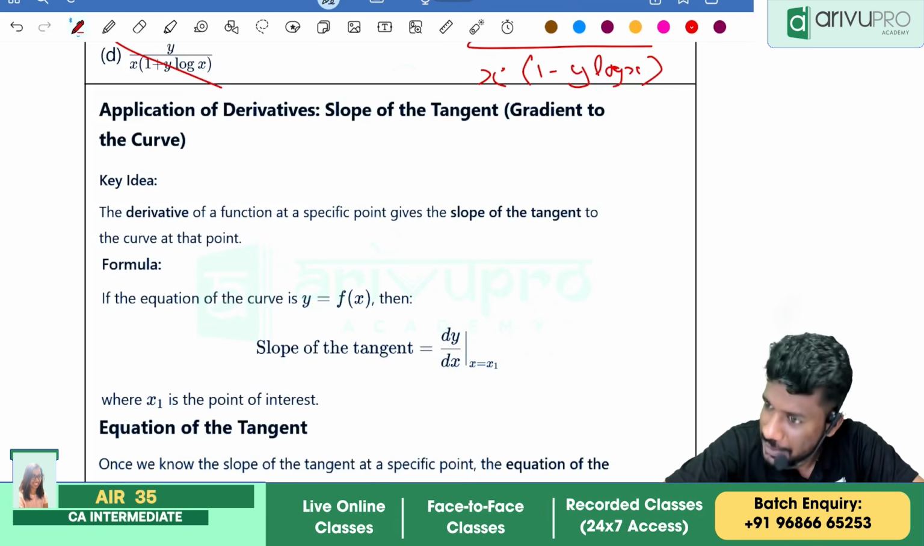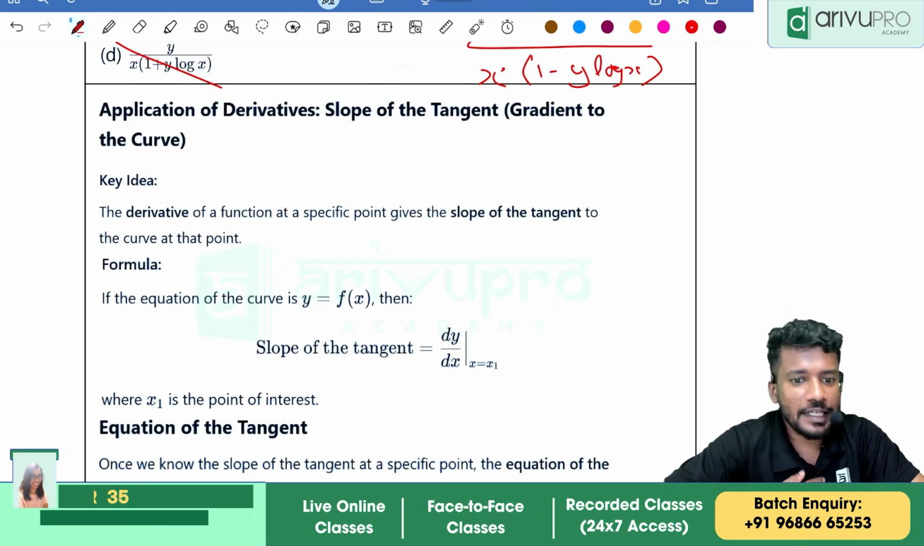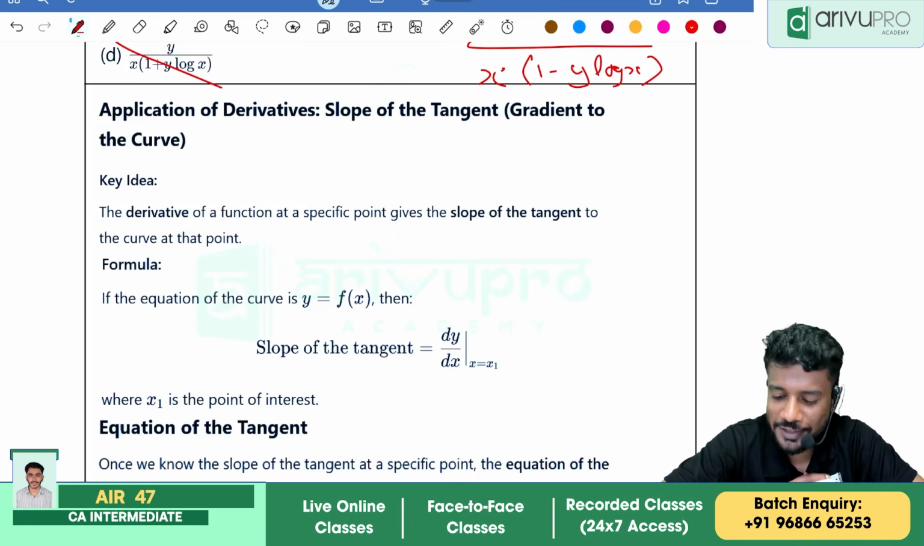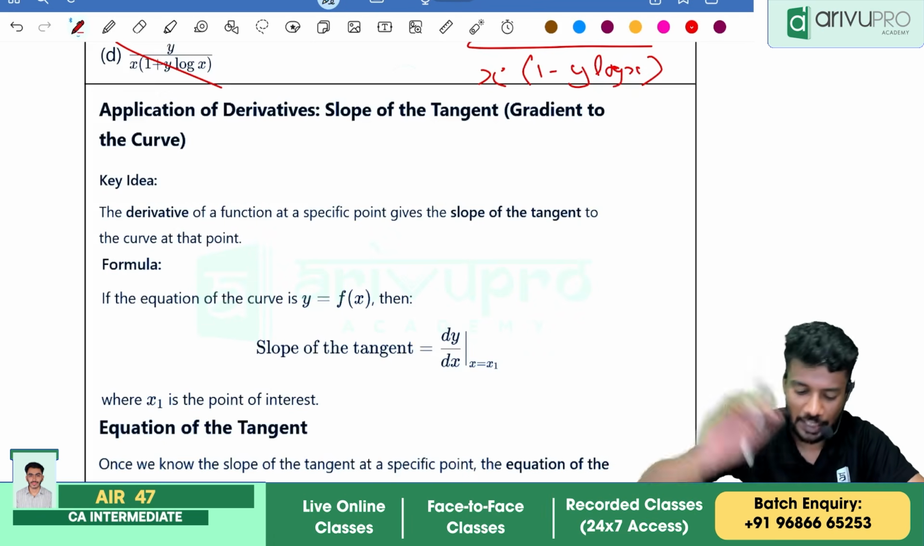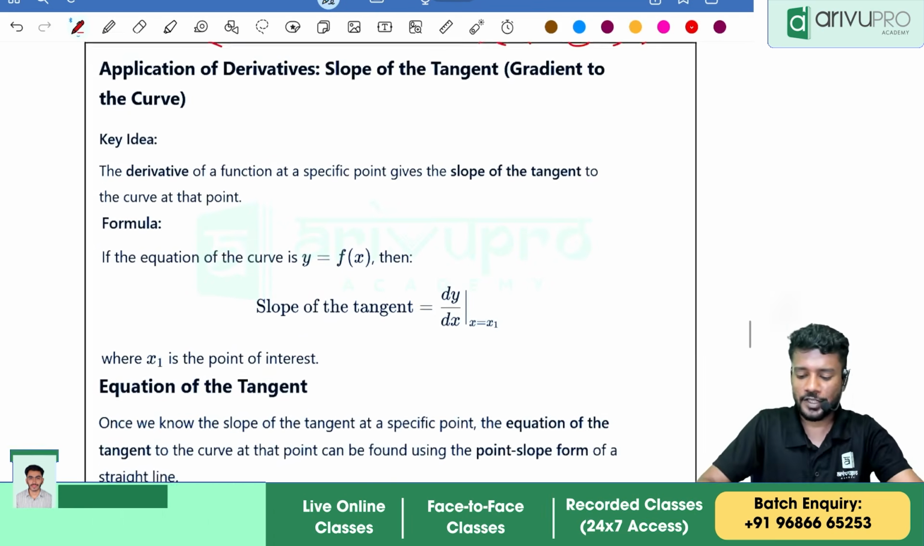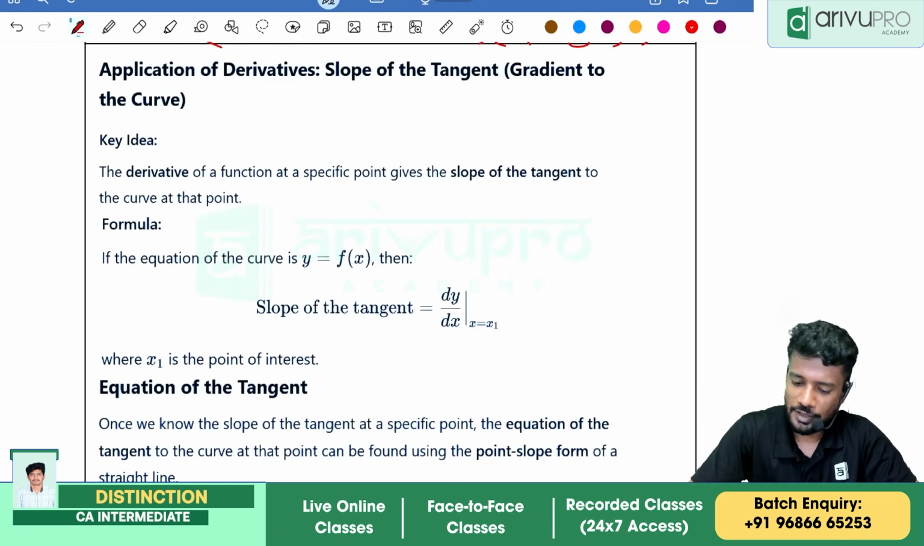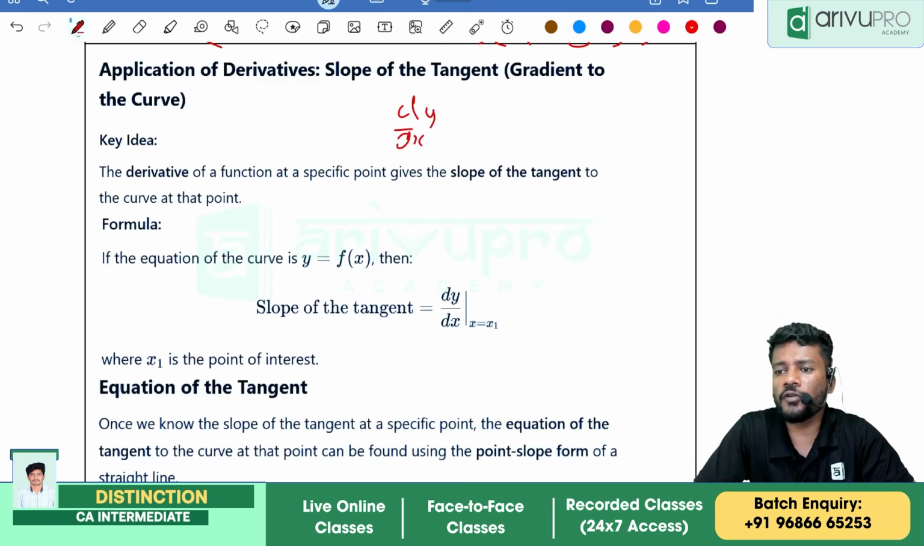Basic applications of derivative and integral calculus is the chapter name. So the chances of one question from application is very high. Now look at this question. Do you know what is the slope of a tangent? dy by dx is the slope of a tangent.